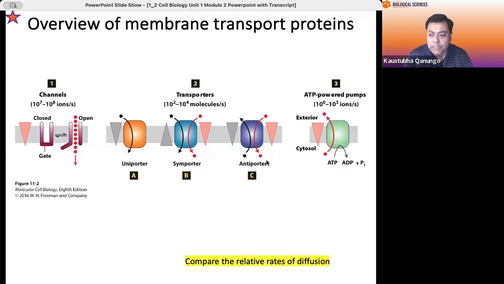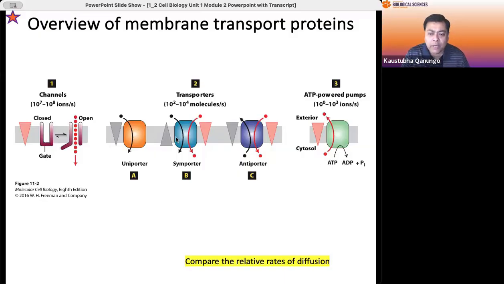If you look at what the legend says, this triangle means the flat portion is the high concentration, the tapered portion is the low concentration. So this is moving from high to low. This is also high to low. Now we have these 2 types, symporter and antiporter. Symporter moves molecules in the same direction, antiporter in opposite directions. They move about 10 to the power 2 to 10 to the power 4 molecules per second. Whereas the slowest ones are usually the ATP powered pumps, which move molecules against the concentration gradient. See that compared to all of these, this is opposite.